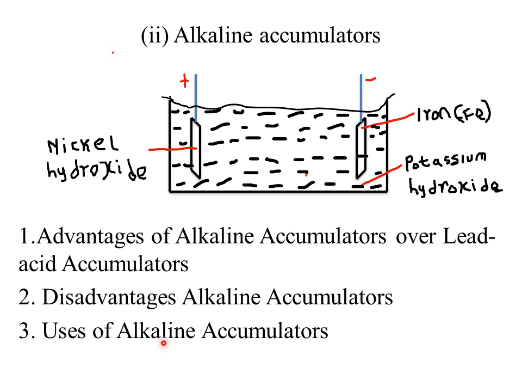Then lastly, we look at the uses of alkaline accumulators. Where do we use alkaline accumulators in real life situations? Alkaline accumulators are used in ships, hospitals, and buildings where a large current might be needed for emergency. Because they can supply current for a very long time, alkaline accumulators are very useful. They are used in ships, hospitals, and buildings where large currents might be needed for emergency.